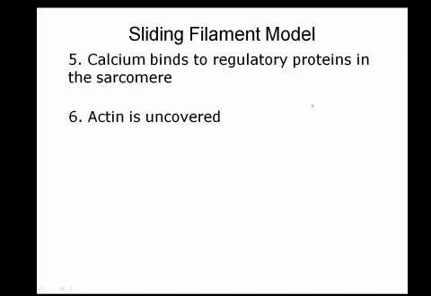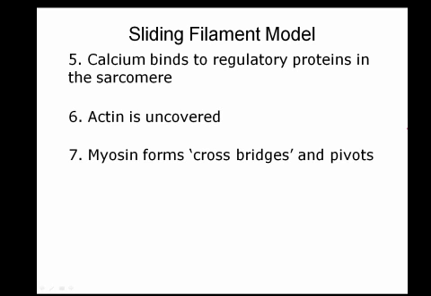Whenever this happens, there's some conformational change in these regulatory proteins, and it uncovers a binding site on actin, the thin filament. Anytime this binding site is uncovered on actin, the myosin head is going to bind to the actin, and then it will spontaneously pivot to contract the sarcomere. When the myosin head actually binds to the actin, this is called a cross bridge formation. We'll see a diagram that illustrates this in just a moment.